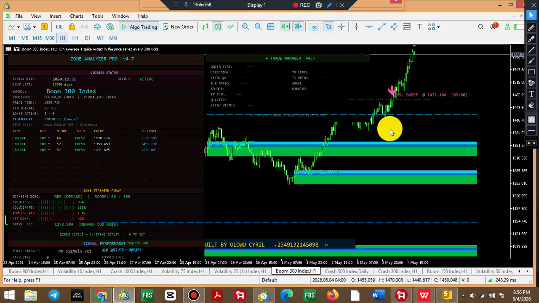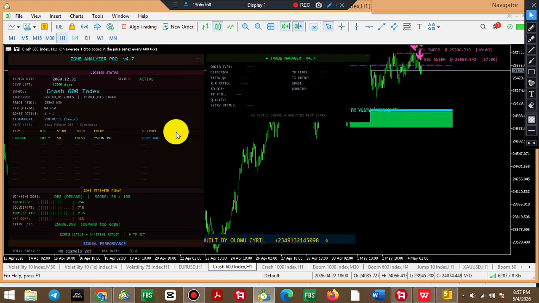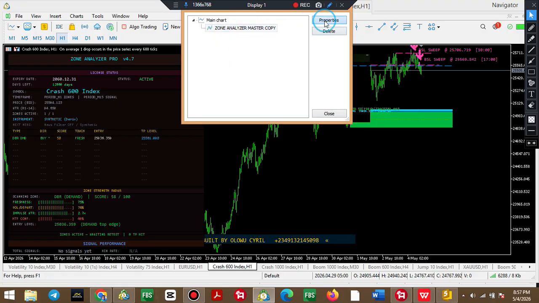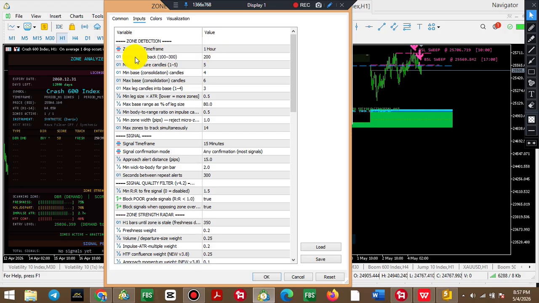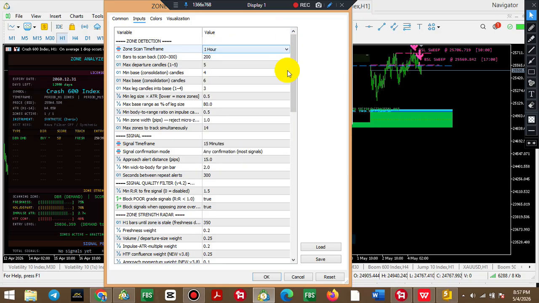Now there's a zone time frame, right? Let me show what I mean by zone time frame. When you come under your software, you see this H1 here. This H1 means that you are telling the system to analyze and check for zones on the H1, right? Then we have a signal time frame, which is this M15.